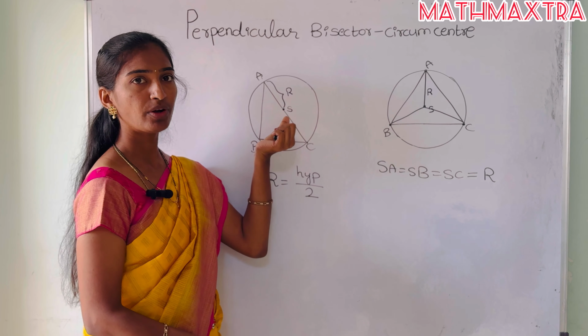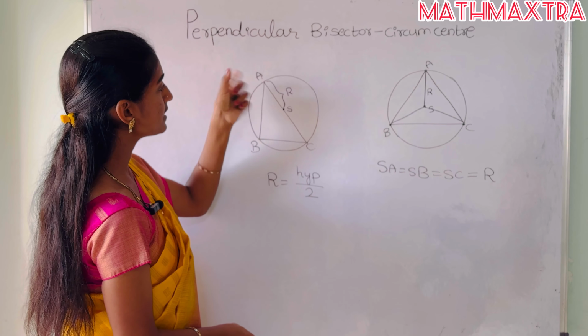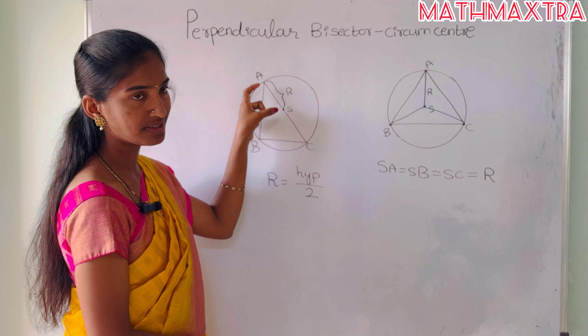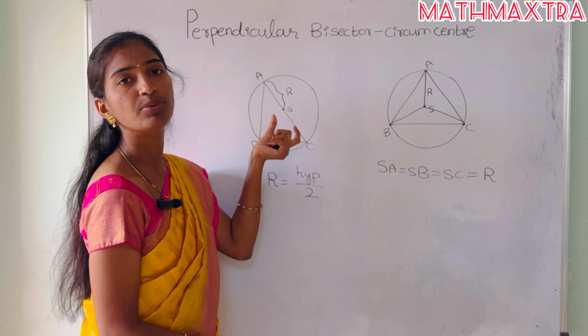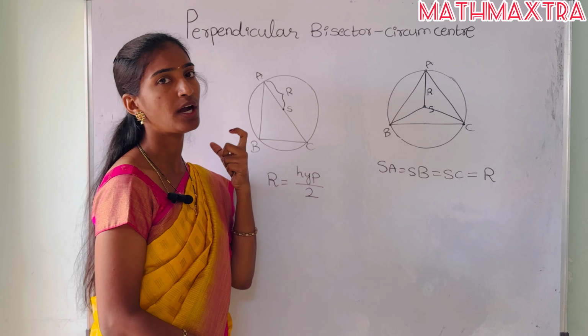Exactly at the midpoint of the hypotenuse we have the circumcenter. So this distance from the circumcenter to the vertex we call the circumradius. So what is the circumradius? It is exactly half of the hypotenuse. We always represent the circumradius with capital R only.